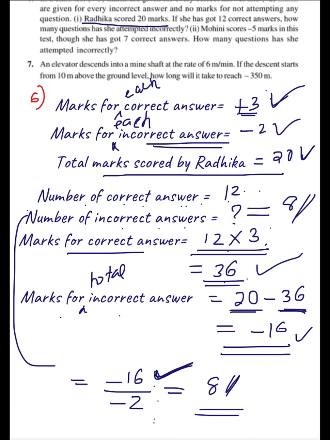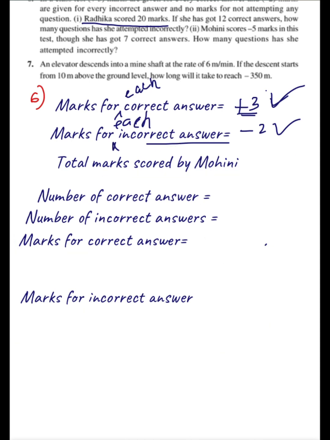Okay. Now what is the second question? Let's see the second question. The second question is that Mohini scores minus 5 marks in her test. Though she has got 7 correct answers, how many questions has she attempted incorrectly? This case is the same, that is, marks for each correct answer will be +3 and marks for each incorrect answer will be -2. Total marks scored by Mohini is -5.